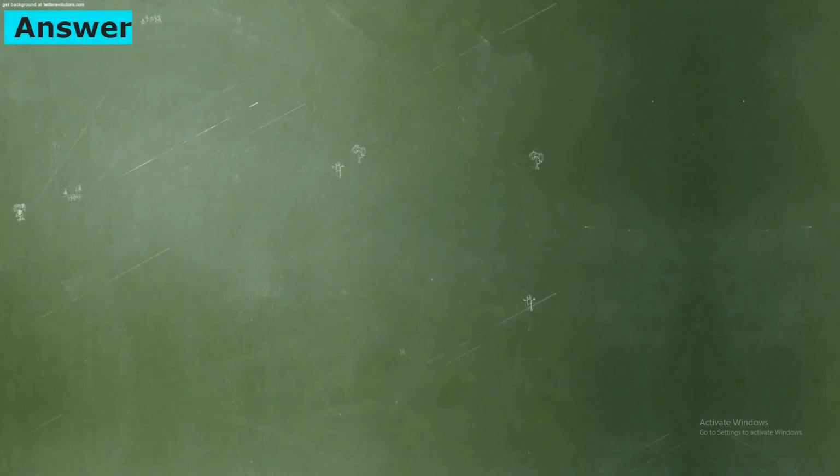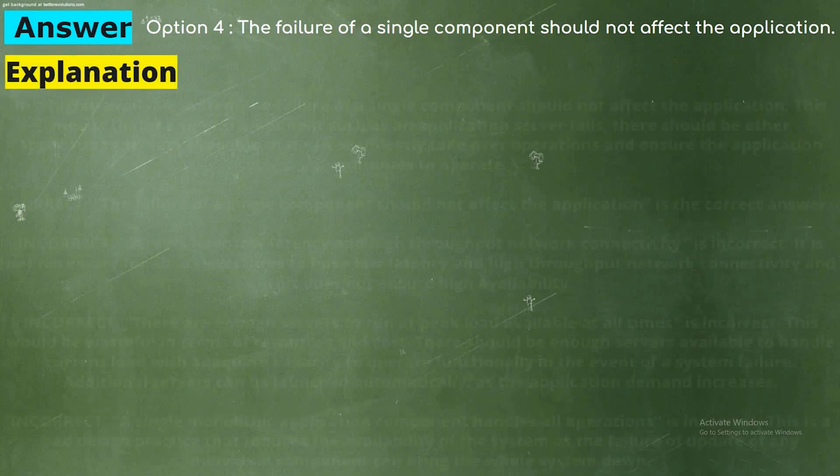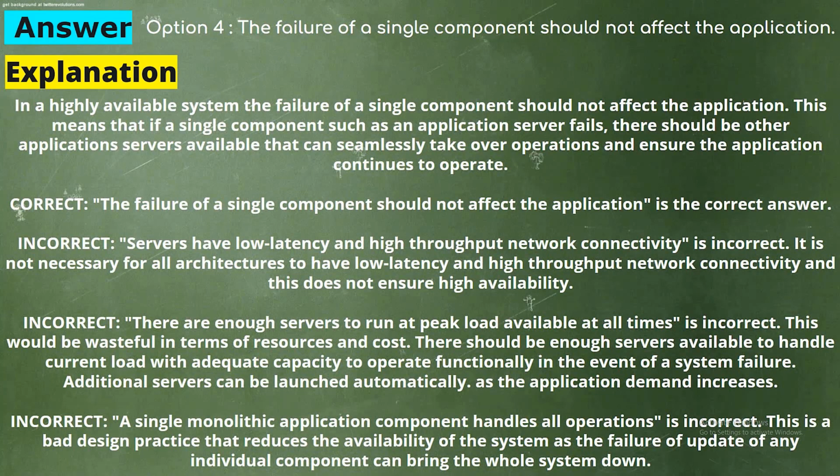And the correct answer is Option 4. The failure of a single component should not affect the application. Explanation. In a highly available system, the failure of a single component should not affect the application. This means that if a single component such as an application server fails, there should be other application servers available that can seamlessly take over operations and ensure the application continues to operate. Correct. The failure of a single component should not affect the application is the correct answer.